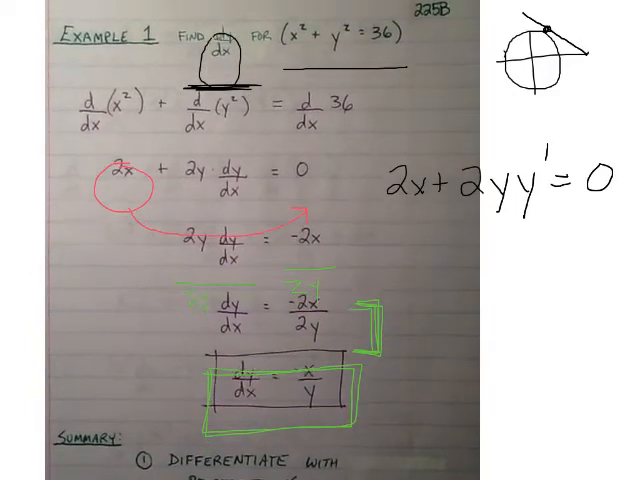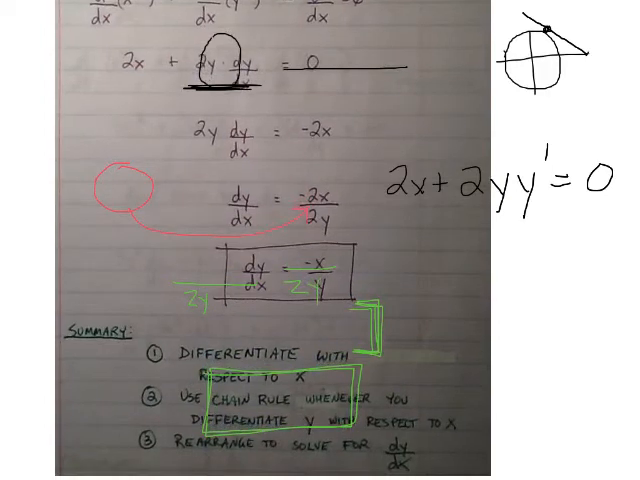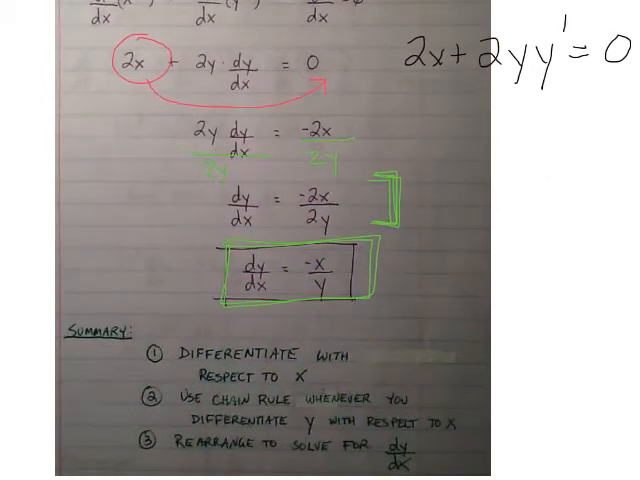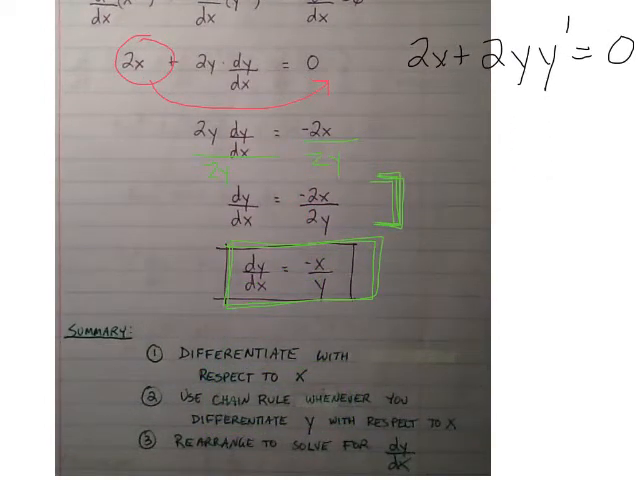Alright, moving further down the page, I kind of gave a summary of what exactly we did. First we differentiated with respect to x, and that was our first step up here. Then we used the chain rule whenever we differentiated y with respect to x. So this piece here we are differentiating y with respect to x. And then everything below that was rearranging to solve for dy dx.